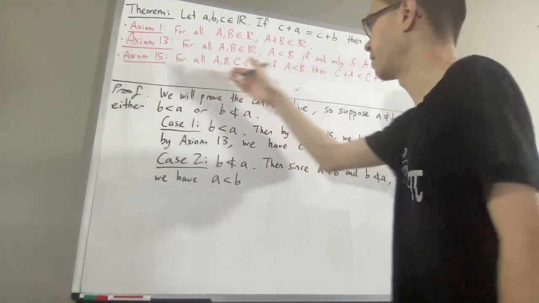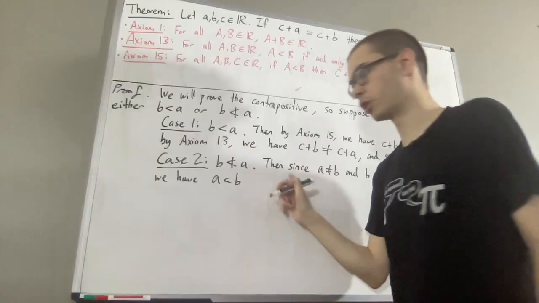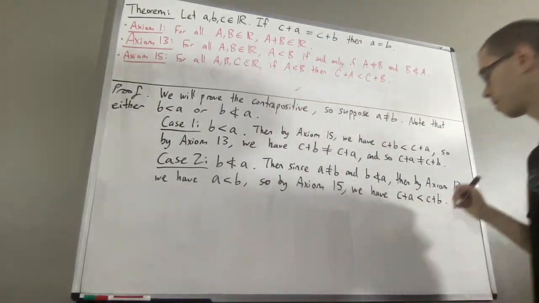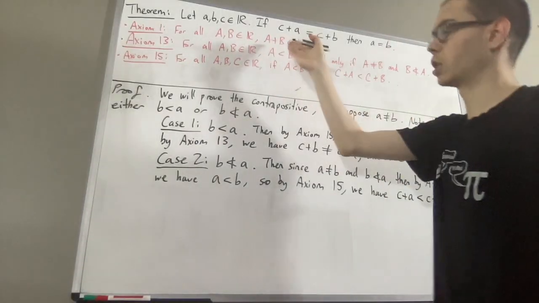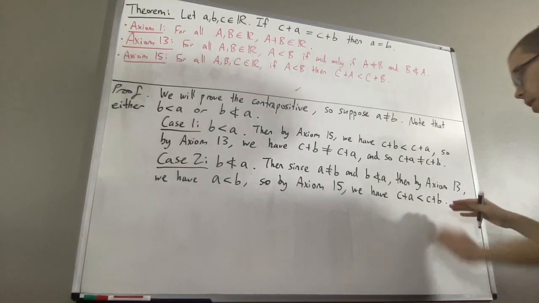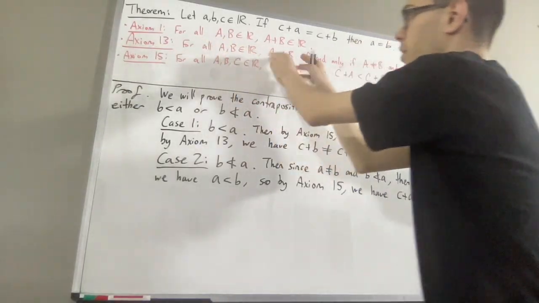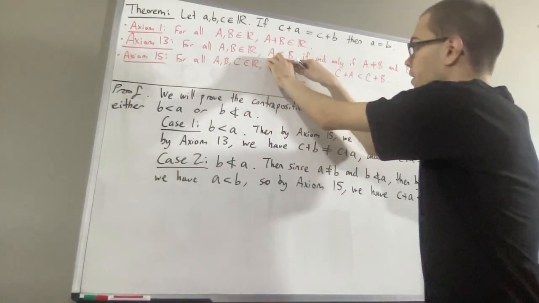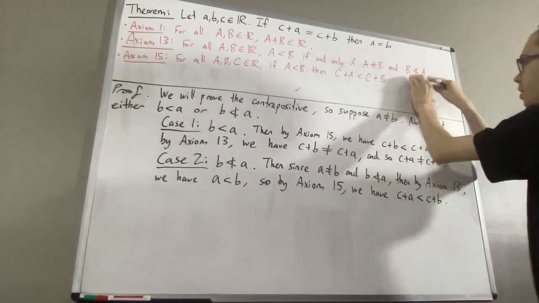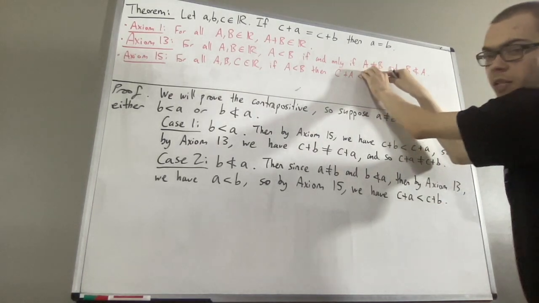So then we apply axiom 15. Since a is less than b, it follows that c plus a is less than c plus b. But then remember, the sum of any two real numbers is a real number. So c plus a and c plus b are real numbers. So then, applying c plus a and c plus b to axiom 13, since c plus a is less than c plus b, well, that tells us c plus a is not equal to c plus b, and c plus b is not less than c plus a. So in particular, c plus a is not equal to c plus b.